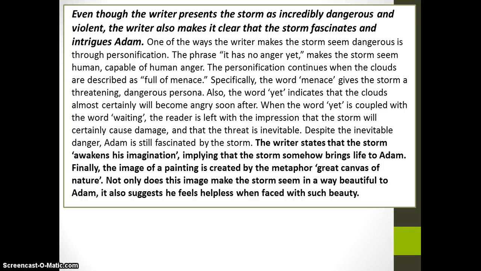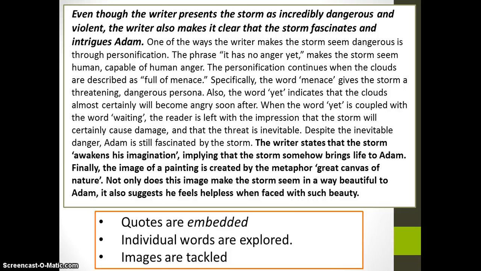Again, I'm showing that I feel that Adam is somehow fascinated by this storm. It brings life to him. He finds it beautiful. So I'm trying to link back to my overview, and I'm tackling images and I'm tackling individual words whilst making those quotes embedded into my paragraph. I'm not wasting any words there.